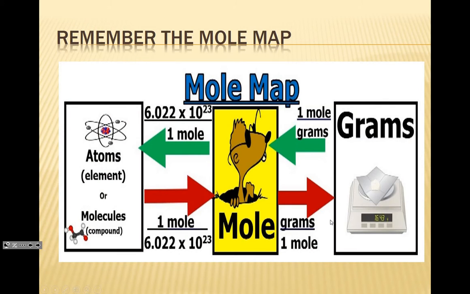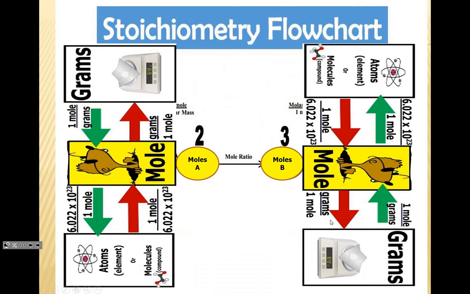Okay. So our mole map becomes very, very important. That yellow section in the center, I have to get to it before I can go from moles of one thing to moles of something new, using an equation. So then we get this funky looking stoichiometry chart. All I did was turn the moles on the side. So I have to get to the mole. If they give me grams, I've got to go to moles. If they gave me atoms, I've got to go to moles before I can change to moles of something new. And then if they want atoms, I can go from moles to atoms, or I can go from moles to grams.